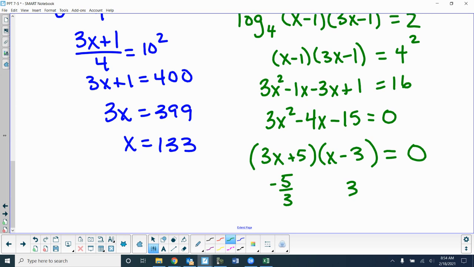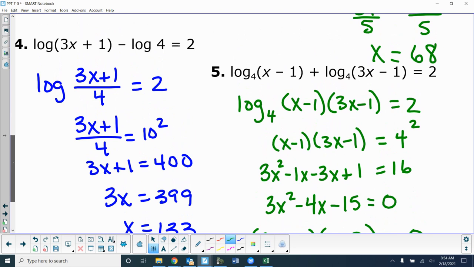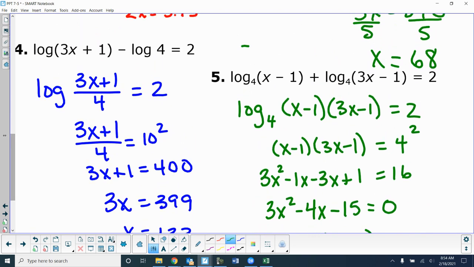All right, so if we go back to the original problem. Okay, if I put a negative 5/3 in here, and I subtract 1, that's a negative 8/3. Can you take the log of a negative number? No. So can we use negative 5/3? No. So just the 3. That one won't work because you can't take the log of a negative. Remember, with our logs, we have to take a positive. All right, so is that helping?